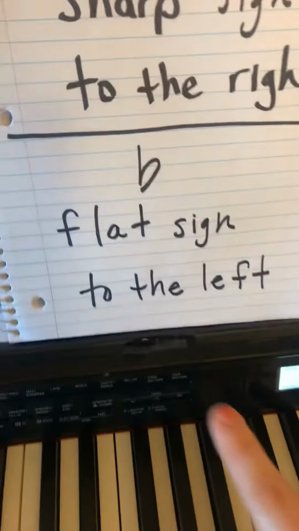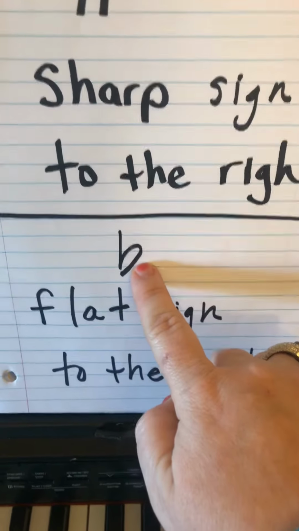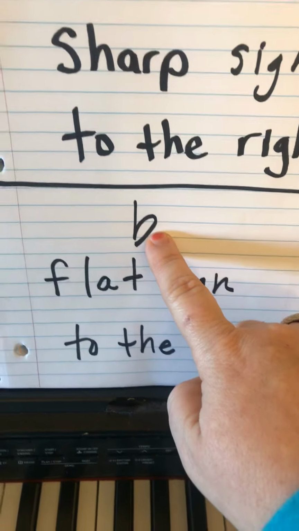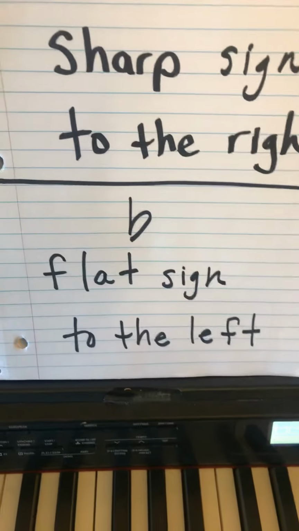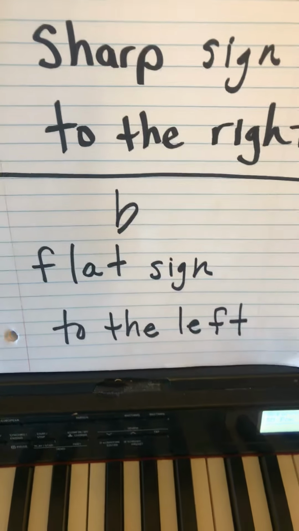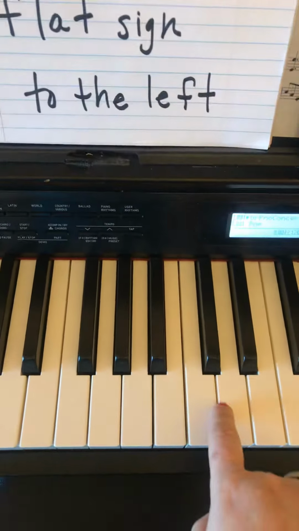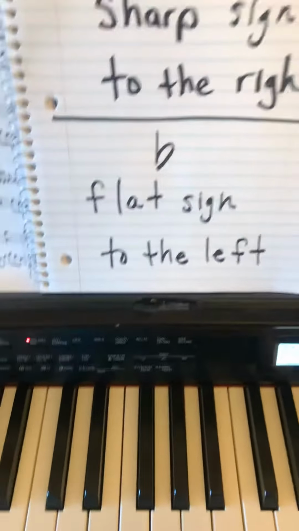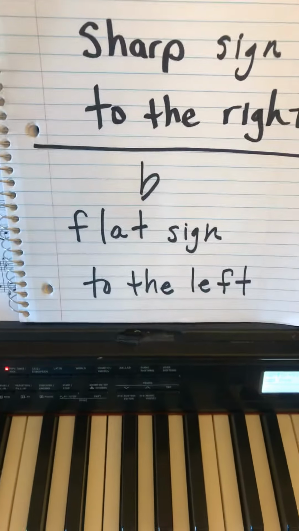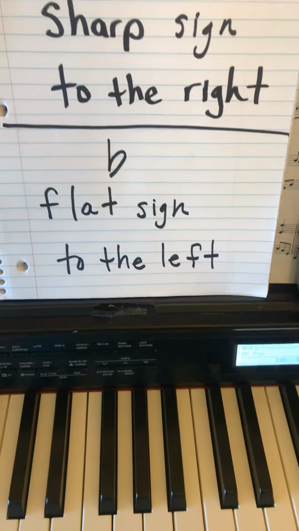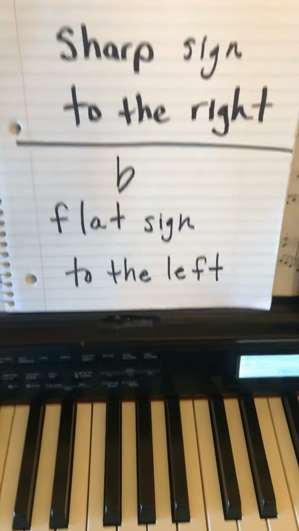Okay, this sign, it looks like a lowercase b, and that's called the flat sign. If you want to make something flat, you push it down flat. And on the piano, down is to the left. When you see a flat sign in front of a note, it means you play the note that is a half step to the left.